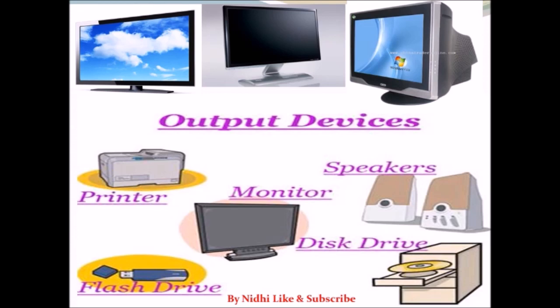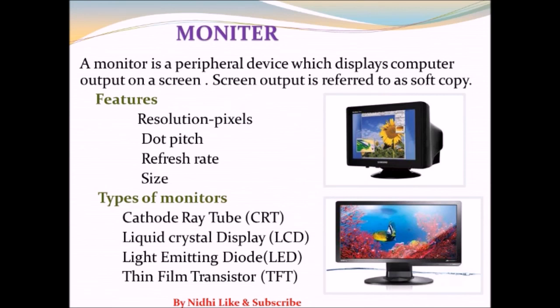Okay, next is monitor. So now we are going to talk about monitor. Monitor is a peripheral, or you can say connected device, which displays computer output on a screen. Screen output is referred to as soft copy. Okay, so what are the features of a monitor? Resolution, that is the quality of image in pixels, and dot pitch. Refresh rate means how fast the screen is changing. And next is size. So these are the features that measure the quality of a monitor.